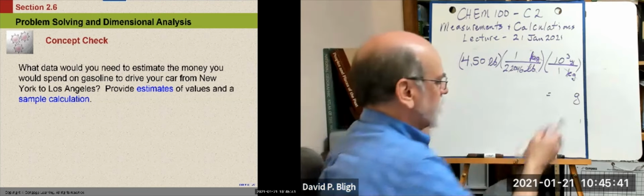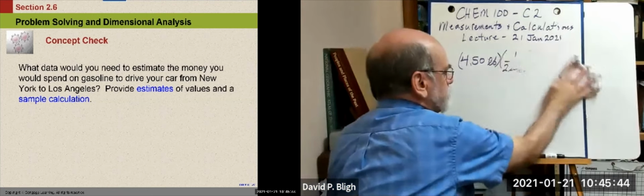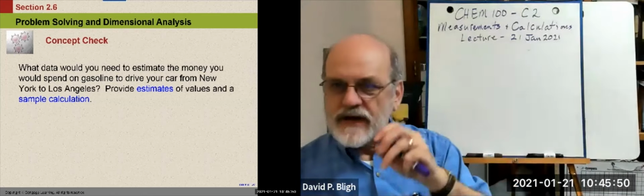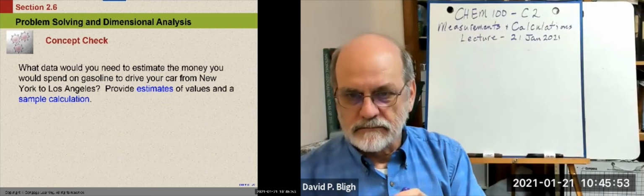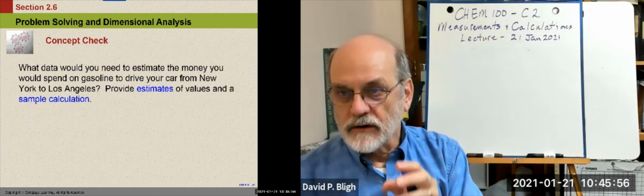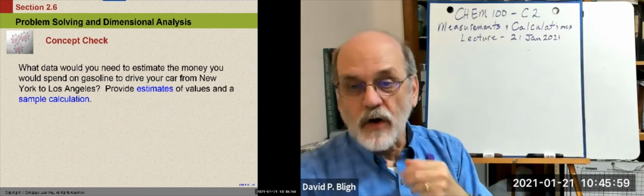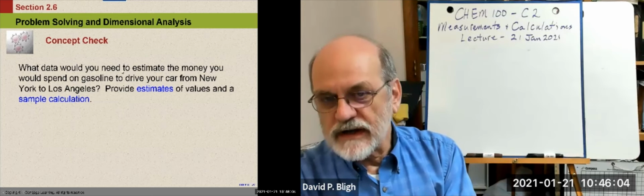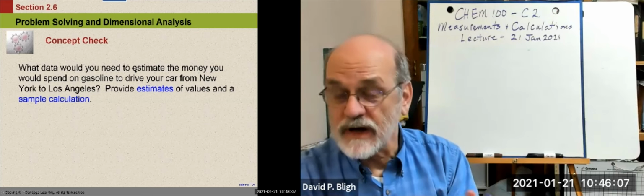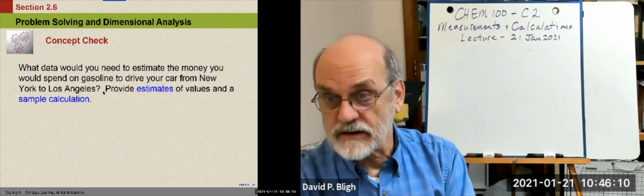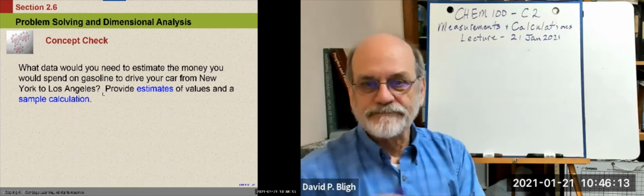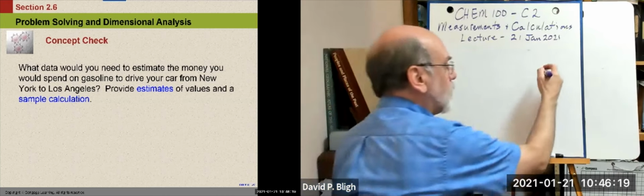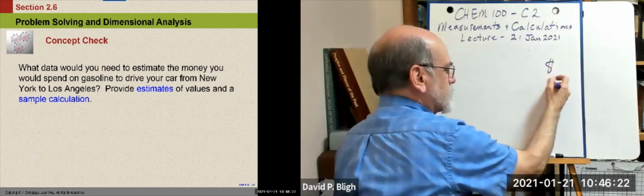Let's look at it this way. When we're solving a problem, anytime you're faced with a problem, you need to say, what's the question? You got to know the question, or you'll never find the answer. So in this case, the question is fairly simply stated for you. What information do you need to estimate how much money it's going to cost for you to get from New York to Los Angeles? Well, let's see. How much money? So your end goal is dollars.